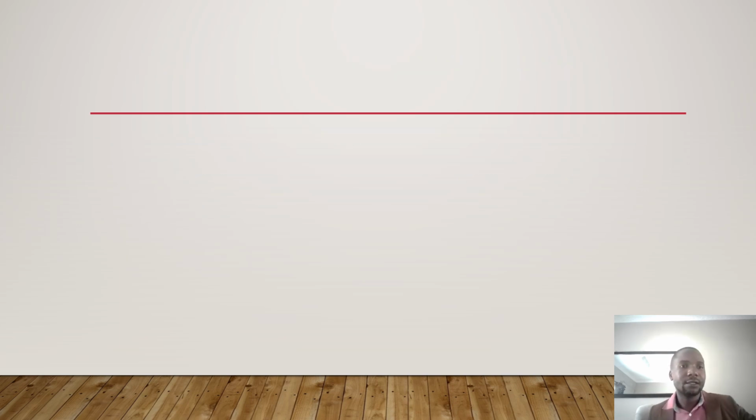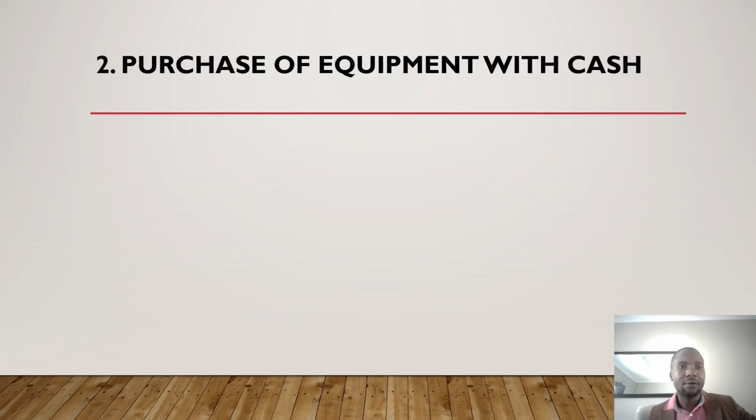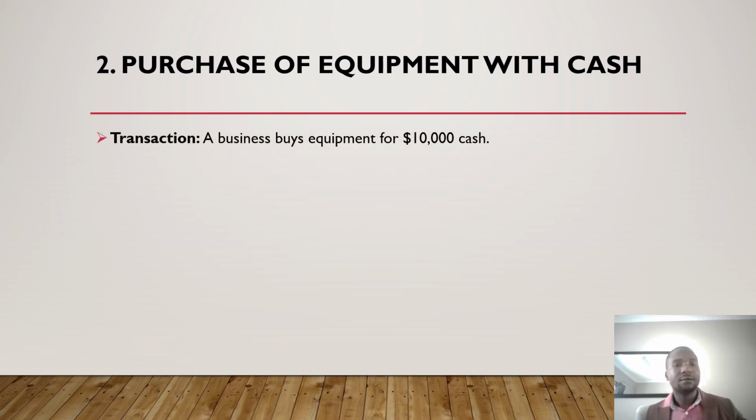Okay, let's go now to another example where we purchase an equipment with cash. An equipment is an asset of the business. Therefore, it will be treated as such. So a business buys equipment for 10,000 cash.